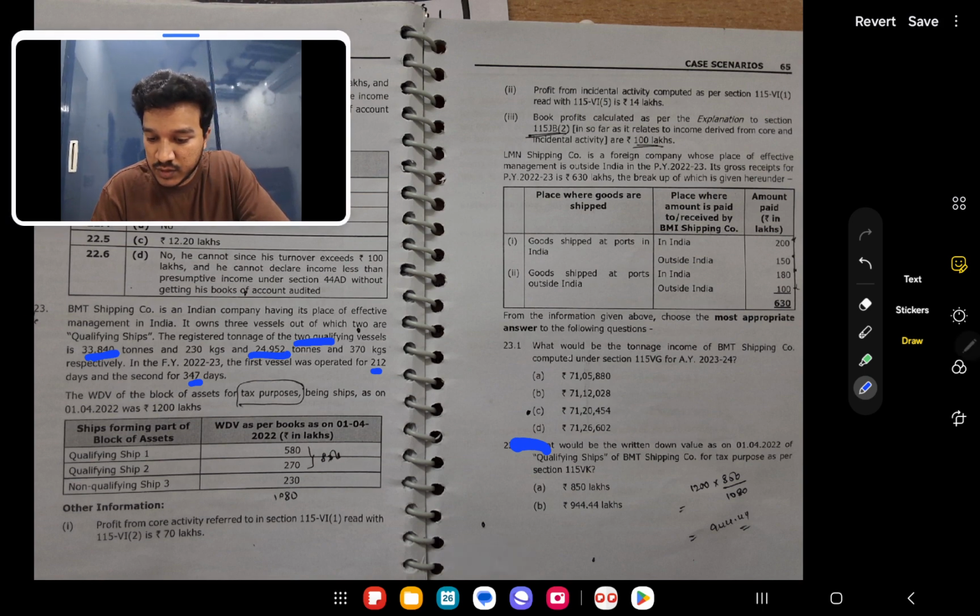So if you see the first question, what would be the tonnage income of PMT shipping company computed under section? So he's asking the tonnage income. ठीक है. So if you see 33,840 tons. Now we will calculate what would be the income if the tons is 33,840.